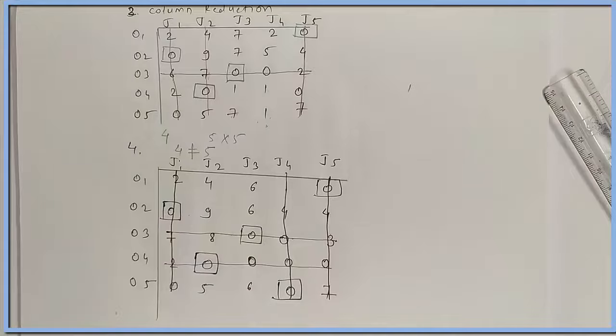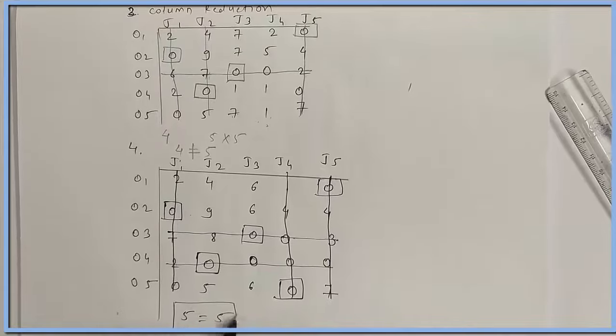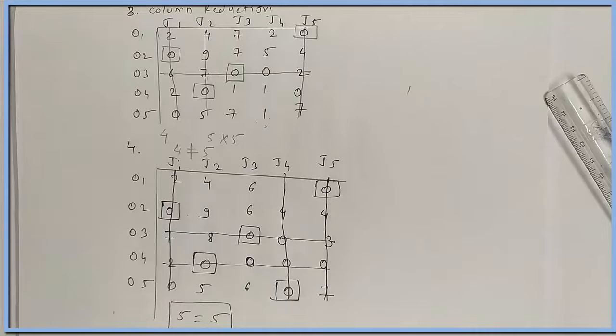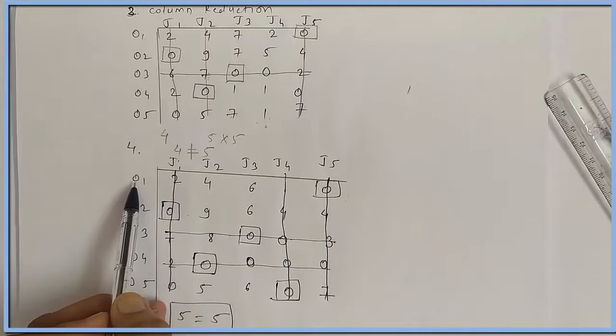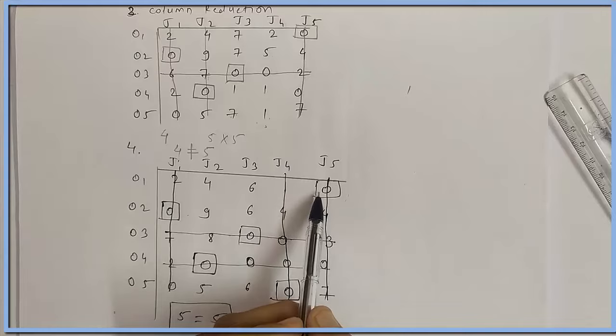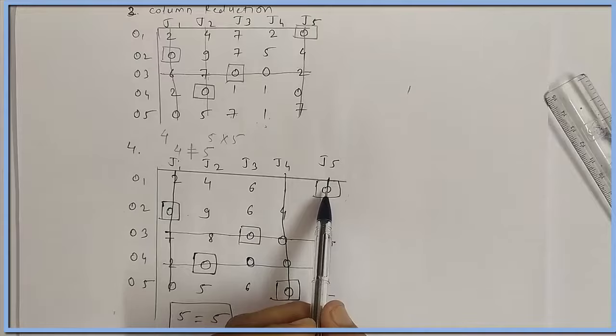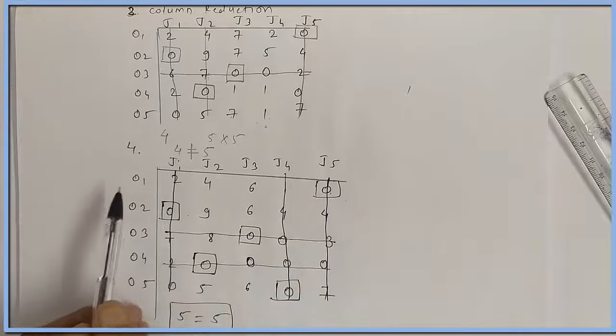Now we will count the lines: 1, 2, 3, 4, 5. The number of lines is equal to 5 and the order of the matrix is also equal to 5. Therefore, we can say that the number of lines is equal to the order of the matrix, so here we can get the optimal solution. Now for the final answer, look at the first row, operator 1. We have marked a square around this 0 for job 5. Therefore, we will assign job 5 to operator 1.